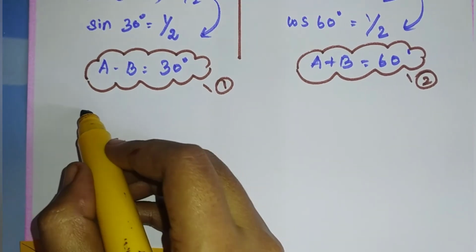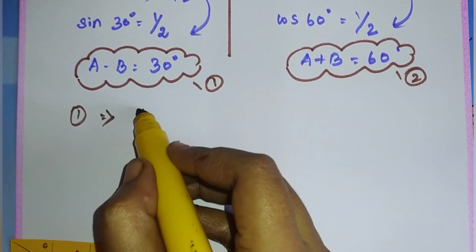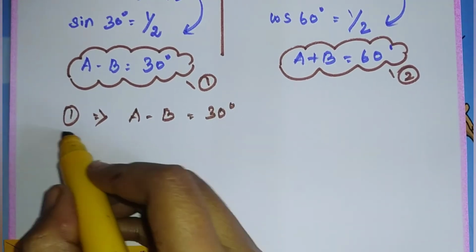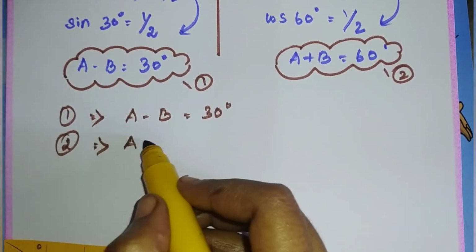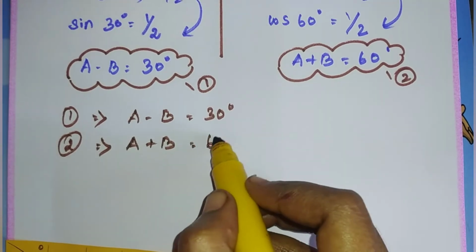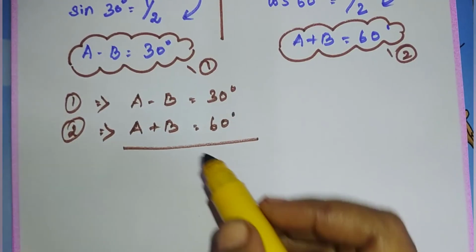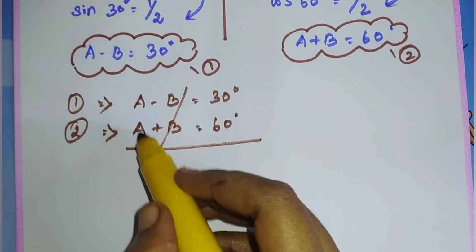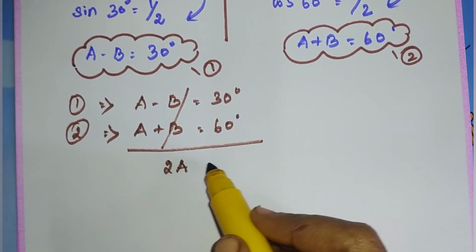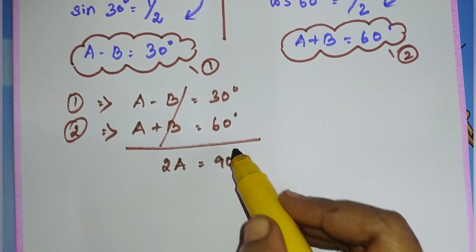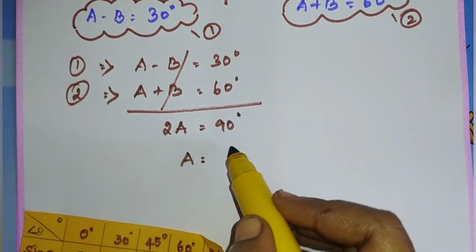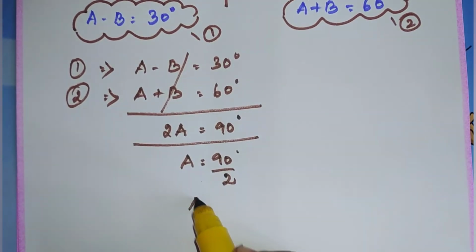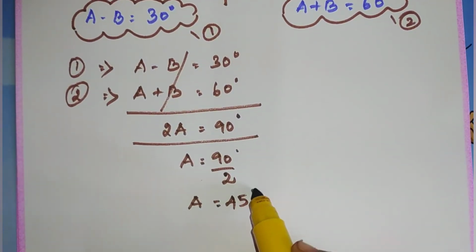Then write the two equations: A minus B is equal to 30 degree and second equation A plus B is equal to 60 degree. We can cancel minus B and plus B. What we will get? 2A is equal to 90 degree. A is equal to 90 divided by 2. Then A is equal to 45 degree.